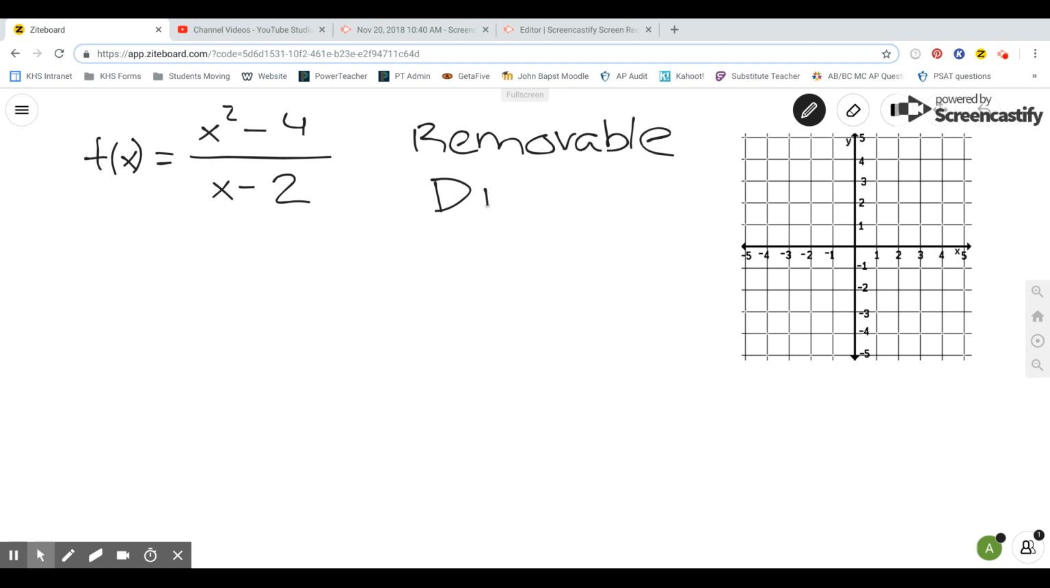Discontinuity. So remember, a discontinuity is where your function stops, basically. So if you were to think about drawing your graph with a pencil, if you have to pick up your pencil from the paper, you have a discontinuity there. Your function is discontinuous. So we are going to have a removable discontinuity. It's also known as a point discontinuity, but the more proper terminology is removable.